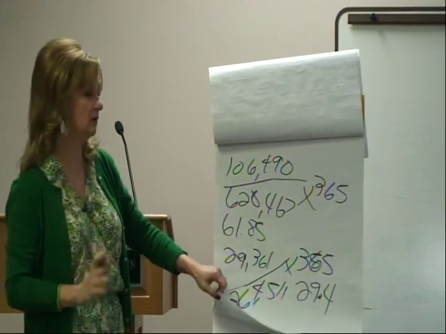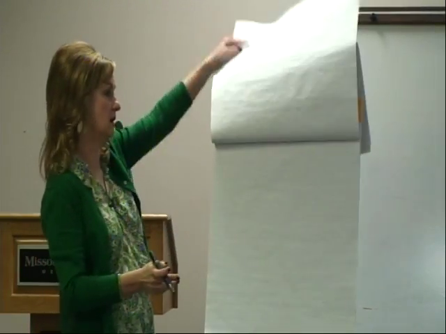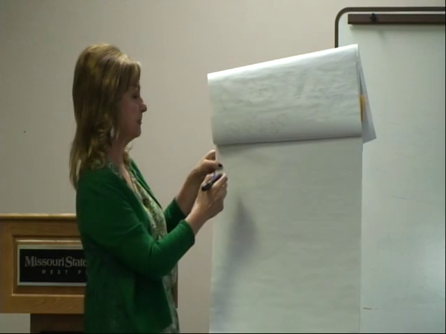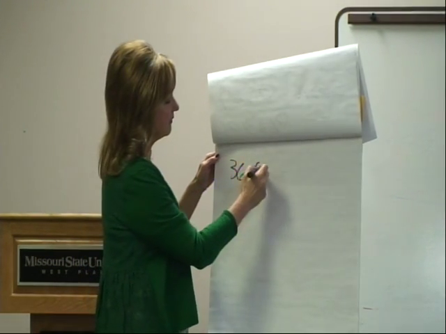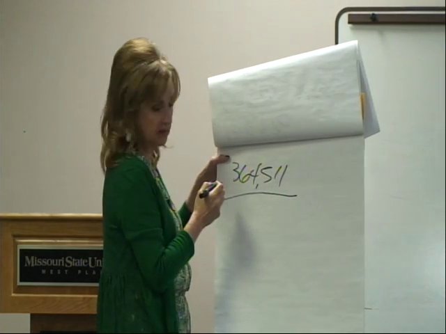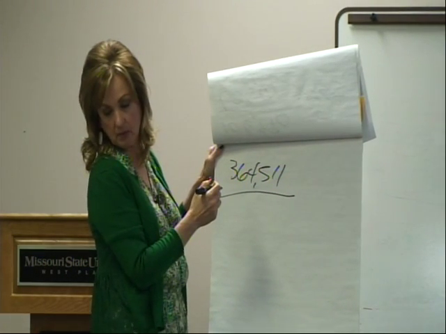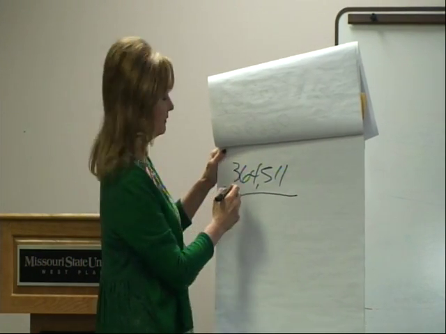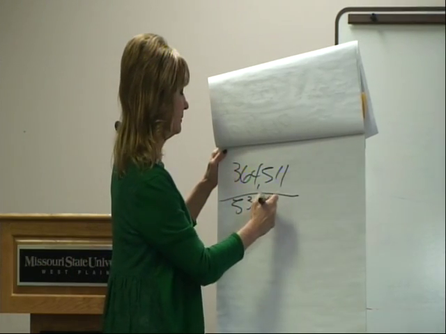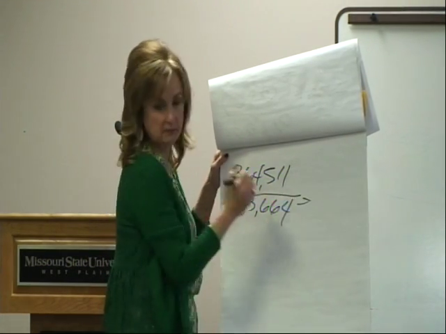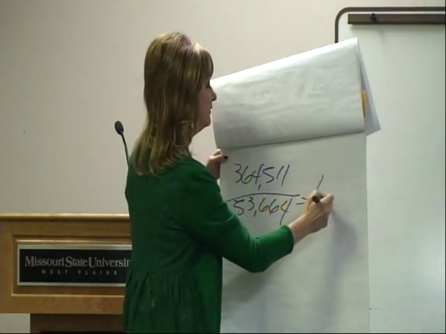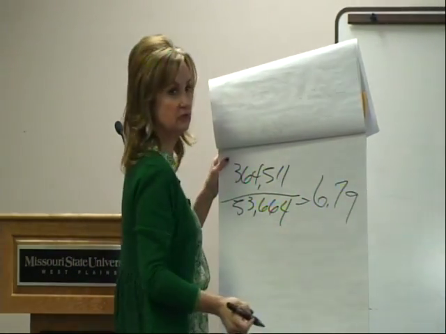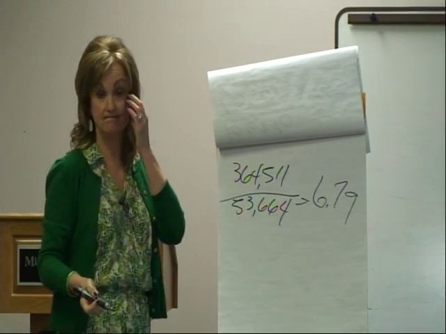Okay. Turn, efficiency, how good am I? On the top, cost of goods sold, 364,511. On the bottom, inventory at a point in time, 53,664. What's my turn? Almost 7. I like it. It's good.